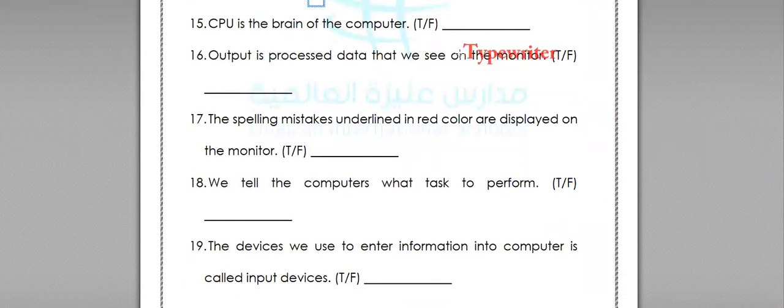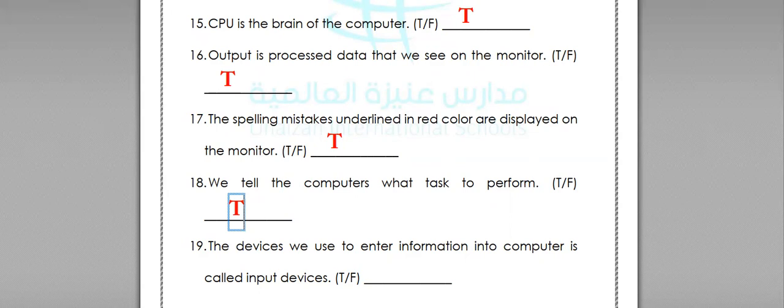CPU is the brain of the computer. Yes, the computer decides from the CPU. Output is the processed data that we see on the monitor. Yes, true. The spelling mistakes underlined in red are displayed on the monitor when we are typing something. Yes, it's true. We tell the computer what task to perform. Obviously, the computer is very fast, but it needs our instructions to work.